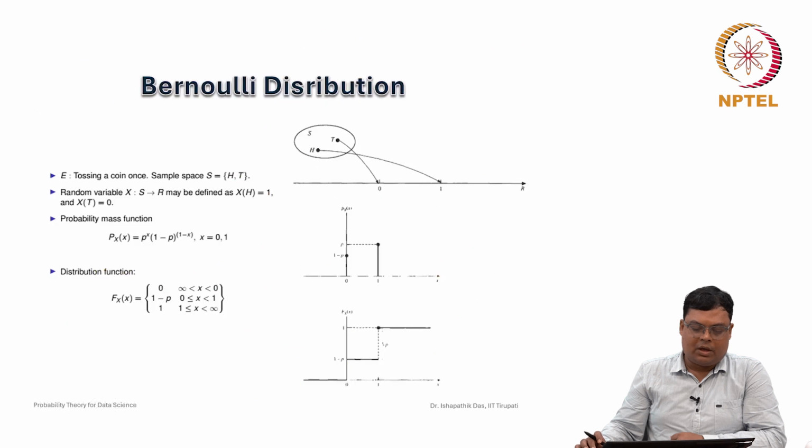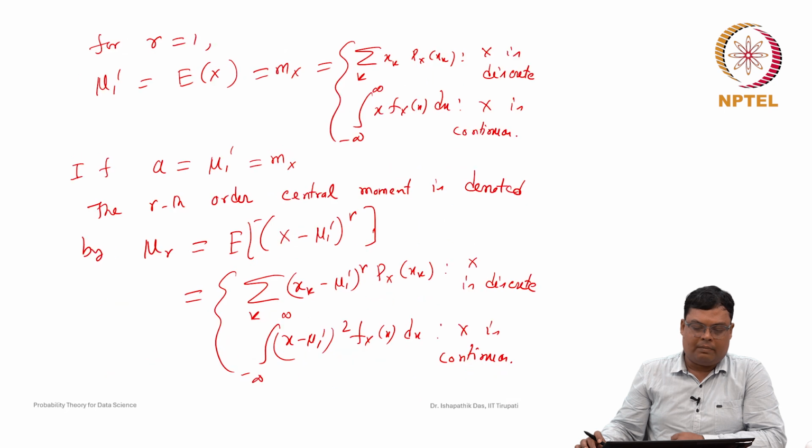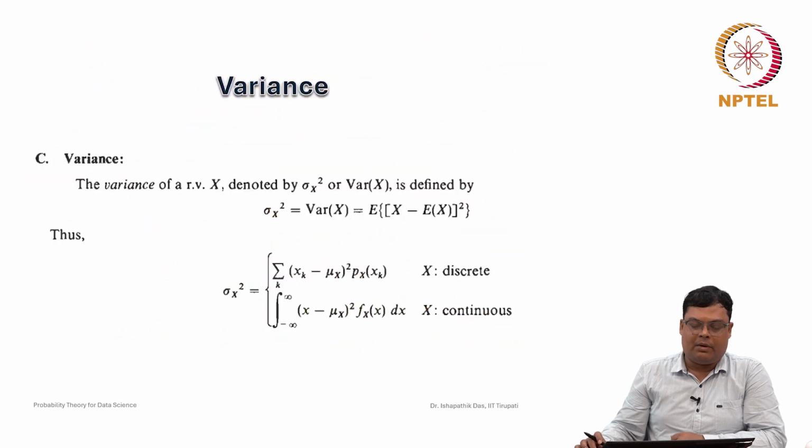Next, I hope it is clear now how to find the first order moment, second order moment, mean and variances for discrete random variables and continuous random variables. We have discussed some numerical examples also.